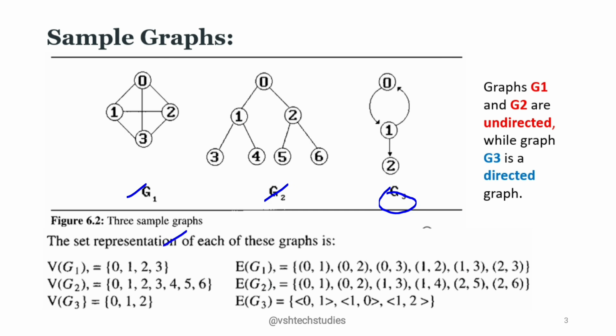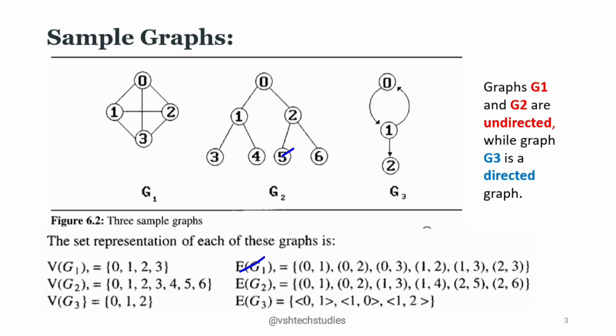Now the representations of these graphs in the form of vertices and edges. The set of vertices for graph G1: the nodes 0, 1, 2, 3 are called nodes or vertices. So V of G1 is the set {0, 1, 2, 3}. Similarly, V of G2 is {0, 1, 2, 3, 4, 5, 6}. That is what is written here. Similarly, V of G3, the set of vertices in graph 3, is {0, 1, 2}.